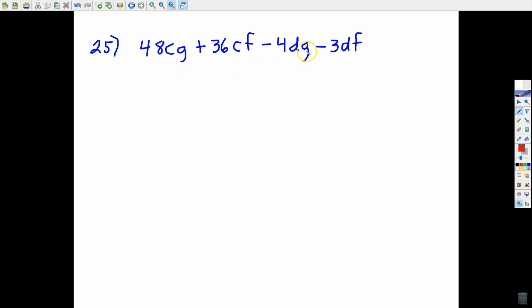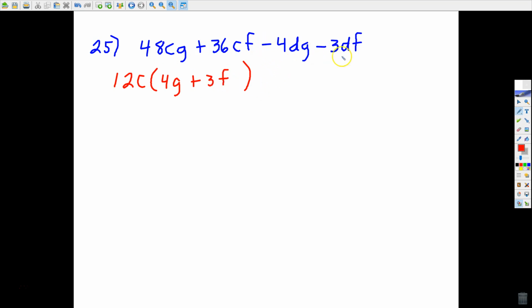Sometimes you've got to rearrange these so that you can do a GCF, but that's not the case here. If we look at these first two terms, the GCF for 36 and 48 would be 12. And then they have a common variable c. And when we factor out 12c in this first group, we get 4g plus 3f.